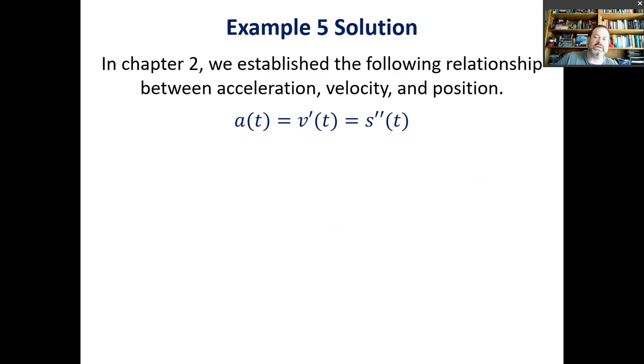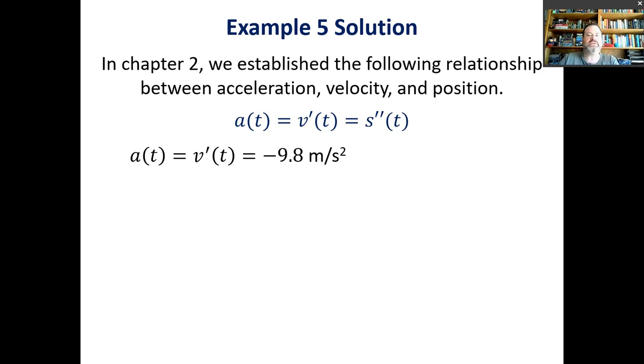So in chapter 2, we established this relationship between acceleration, velocity, and position, right? Acceleration is the derivative of velocity and the second derivative of position. So we're going to say, well, we know the acceleration. Can we work backwards to find the velocity and work that backwards to find the position? Actually, we have to do that. That's what the problem is requiring us to do. So acceleration is negative 9.8 meters per second squared. That's a given.